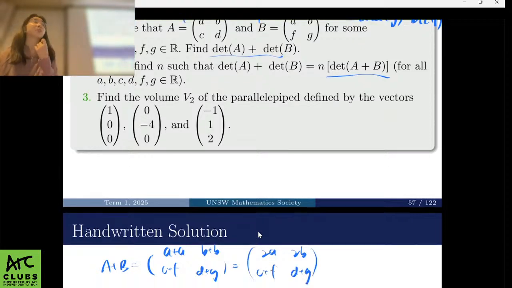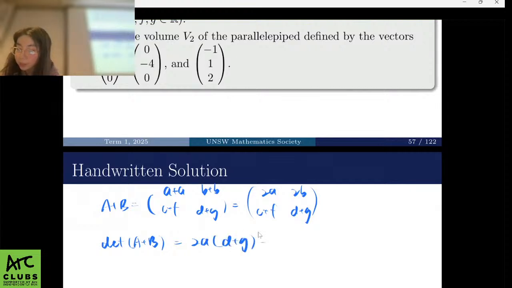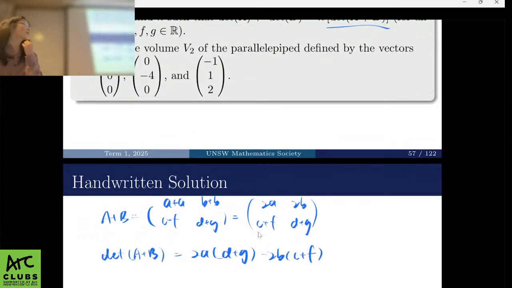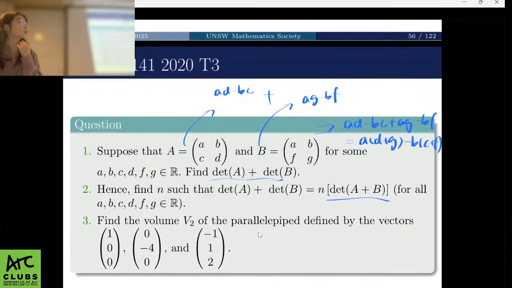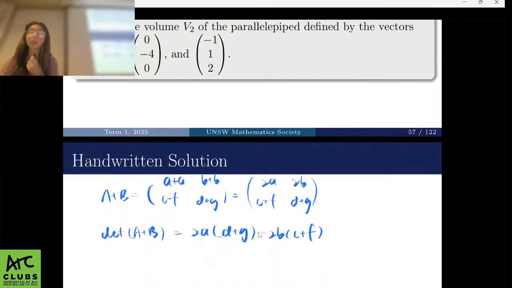So then we want to find the determinant expression for this one, which is also really easy. So we're just multiplying the diagonals, subtracting them from each other. So that's 2A times D plus G minus 2B times C plus F. If you actually carefully observe this, this is very much similar to our original expression for part 1, except we have an extra 2, right?